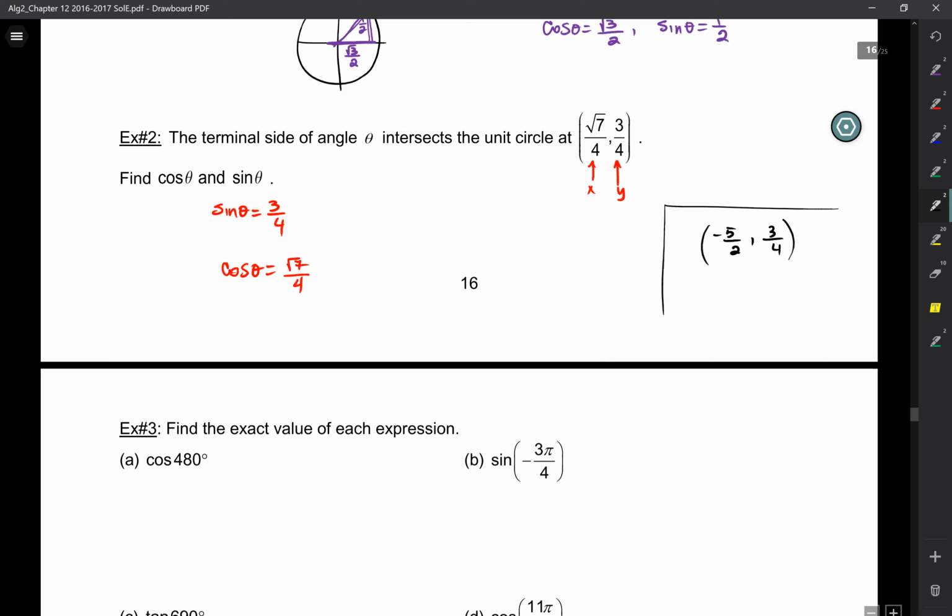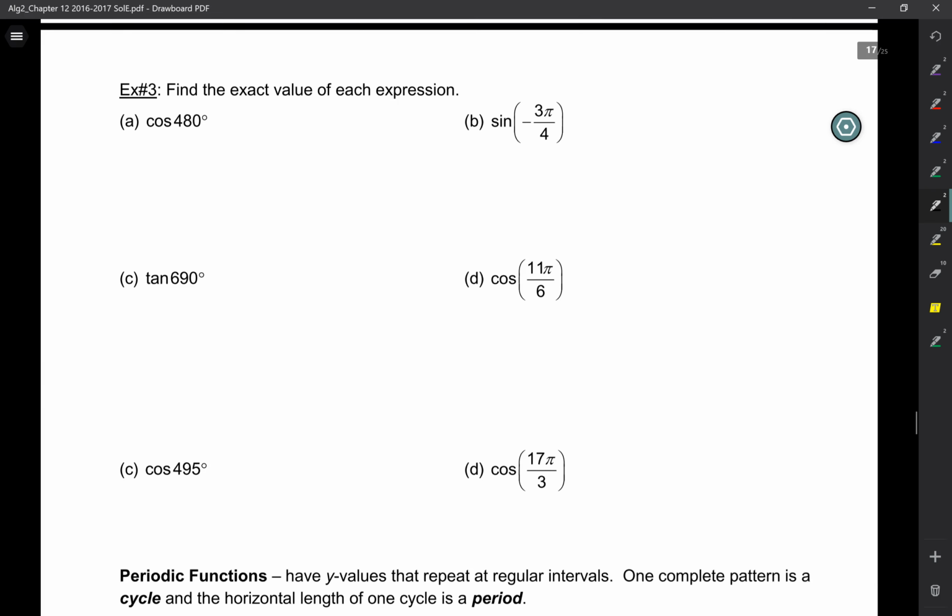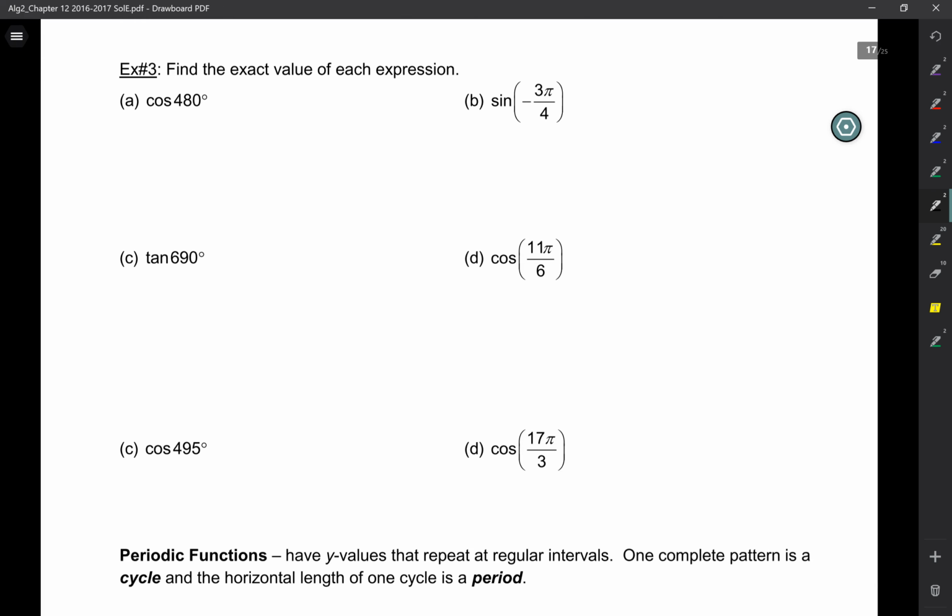So, think about this one. Don't worry, you don't have to move it. What would be the sine of theta here? What would be the sine of theta for that one? The sine of theta would be 3/4. So what would the cosine be here? -5/2, and that's all it is. All right. Okay. So now here it is.